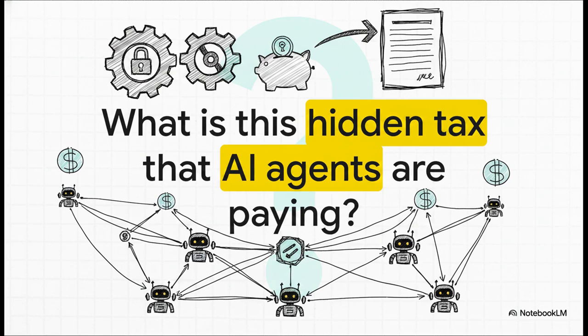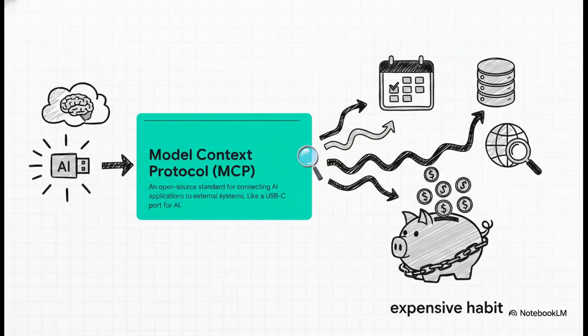What is this hidden tax? To really get a handle on the cost, we first have to look at the system that's creating it. It's called the Model Context Protocol, or MCP for short. Now, the official docs describe MCP as kinda like a universal connector, a USB-C port for AI. And it's a great idea. It's a standard that lets agents plug into all sorts of external tools. We're talking Google Calendar, databases, search engines, you name it. It's really powerful, but it has one very expensive habit.